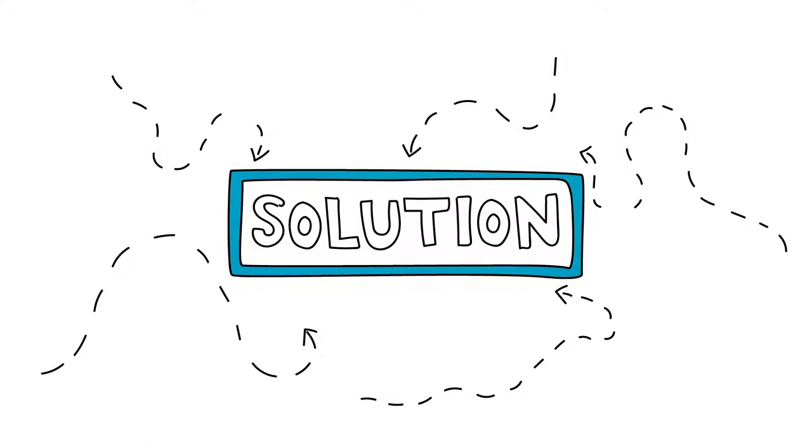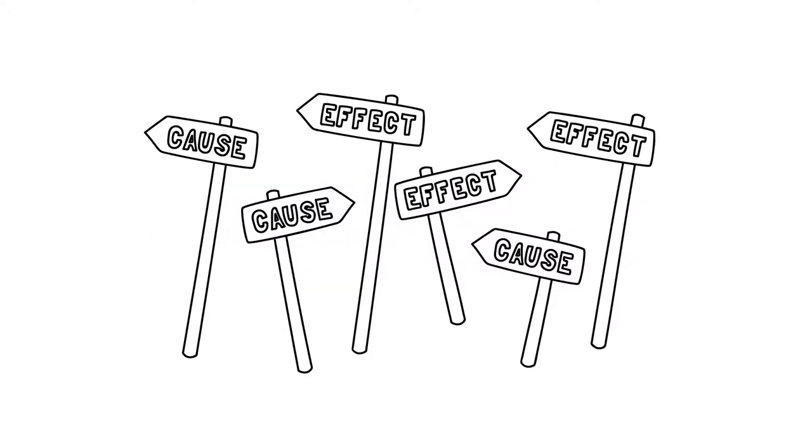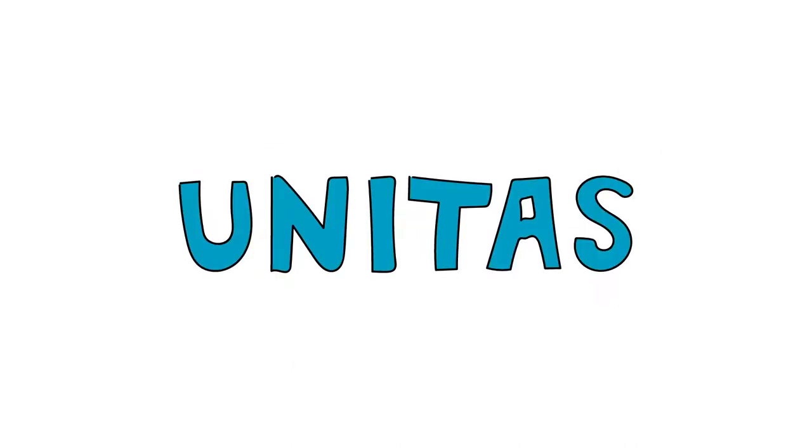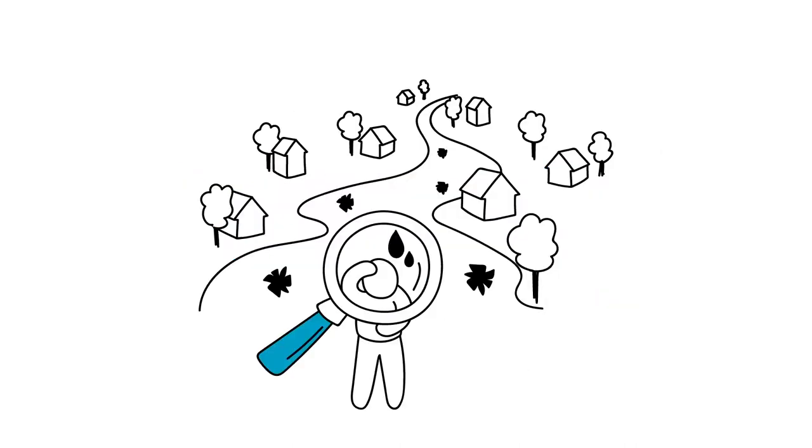There are, however, very few organizations who can address all of a problem's causes and effects. This is why just as important as working out where to intervene is deciding where not to intervene. Take Unitas, a company aid organization. It's looking at the causes and effects of increasing rates of waterborne illness in the community.